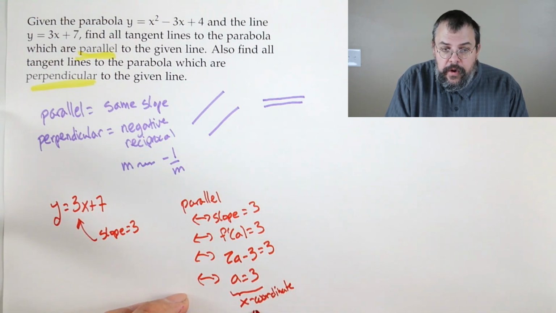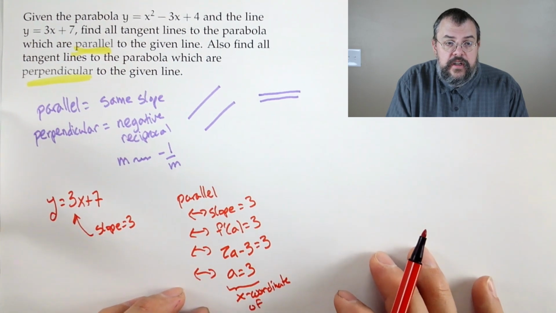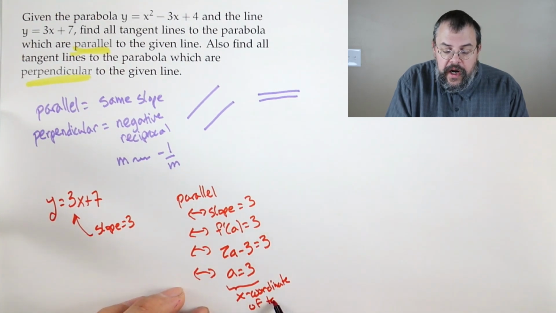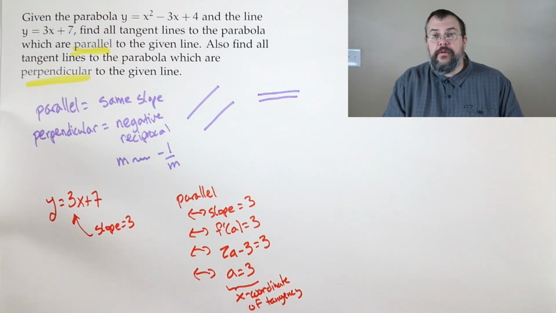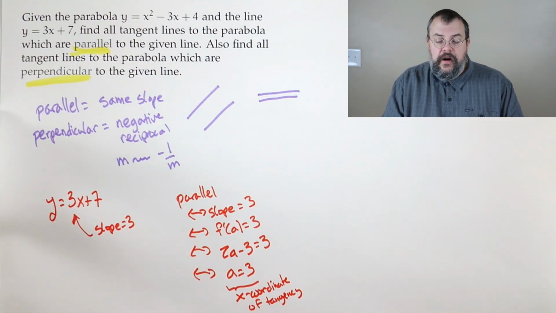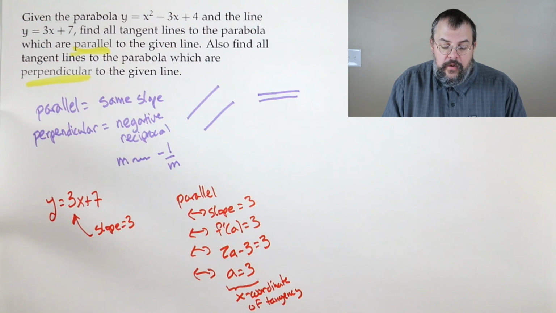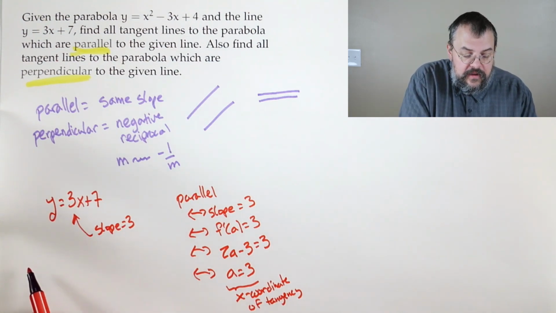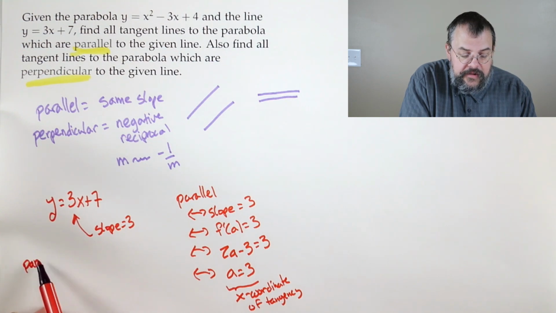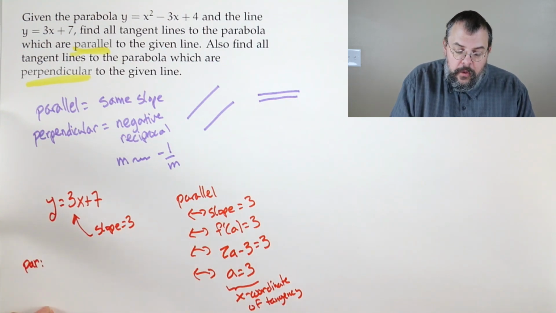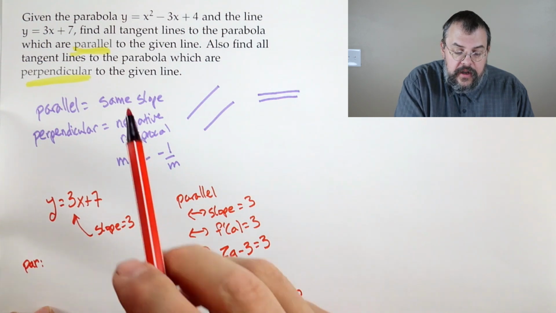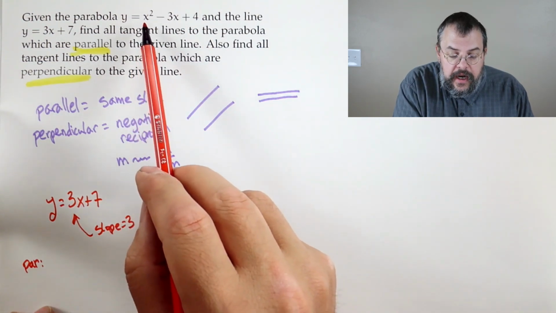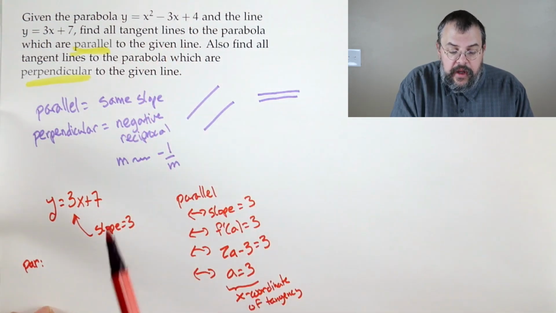So in other words, we haven't found the tangent line, but we found where to take the tangent line. In other words, we should take it at x equals 3. All right, so how does that help us finish our answer for parallel? So let's say this is the parallel. Well, we need to know the y-coordinate. So let's plug in 3: 9 minus 9 plus 4.